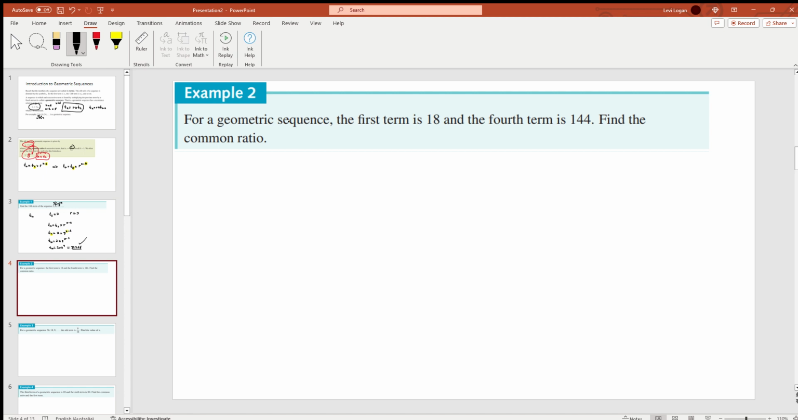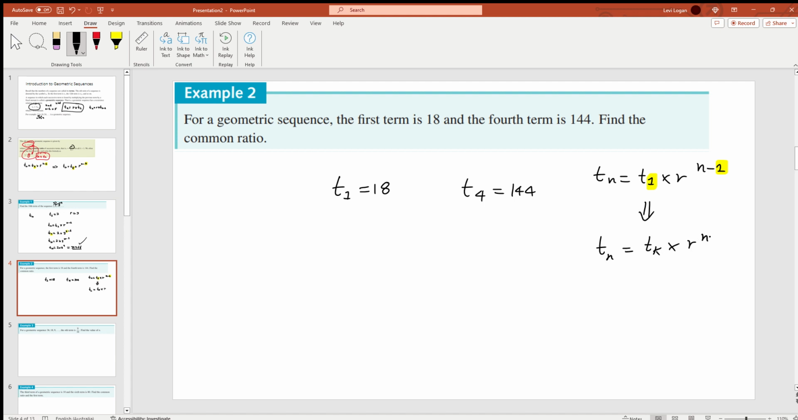Right, for a geometric sequence, the first term is 18 and the fourth term is 144. Find the common ratio. So T of 1 is 18 and T of 4 is 144. We have this formula here, but we can actually update it if we want to. This doesn't need to be a 1, it can be any number we want. So we can update it to this formula here: T of n equals T of k times R to the power of n minus k.